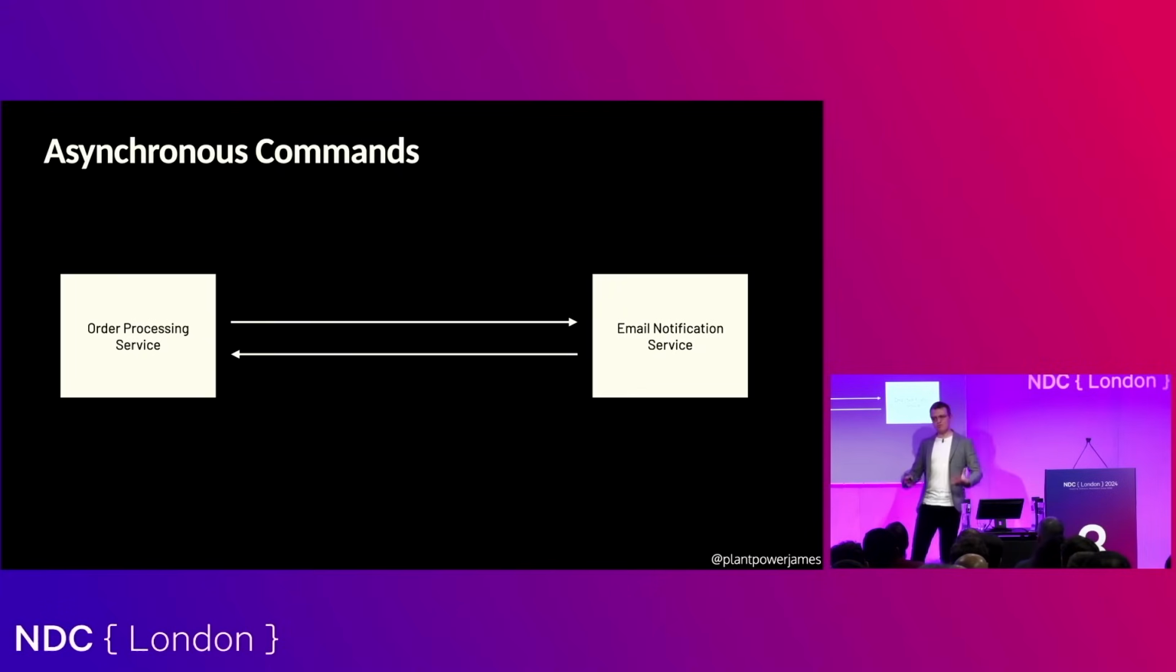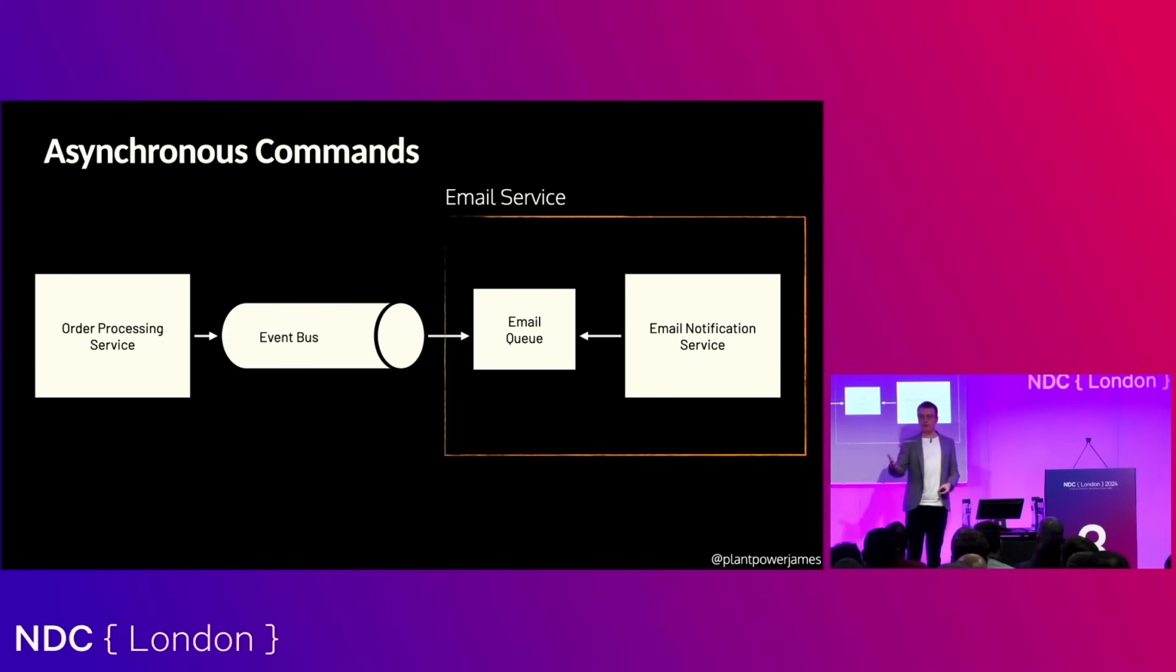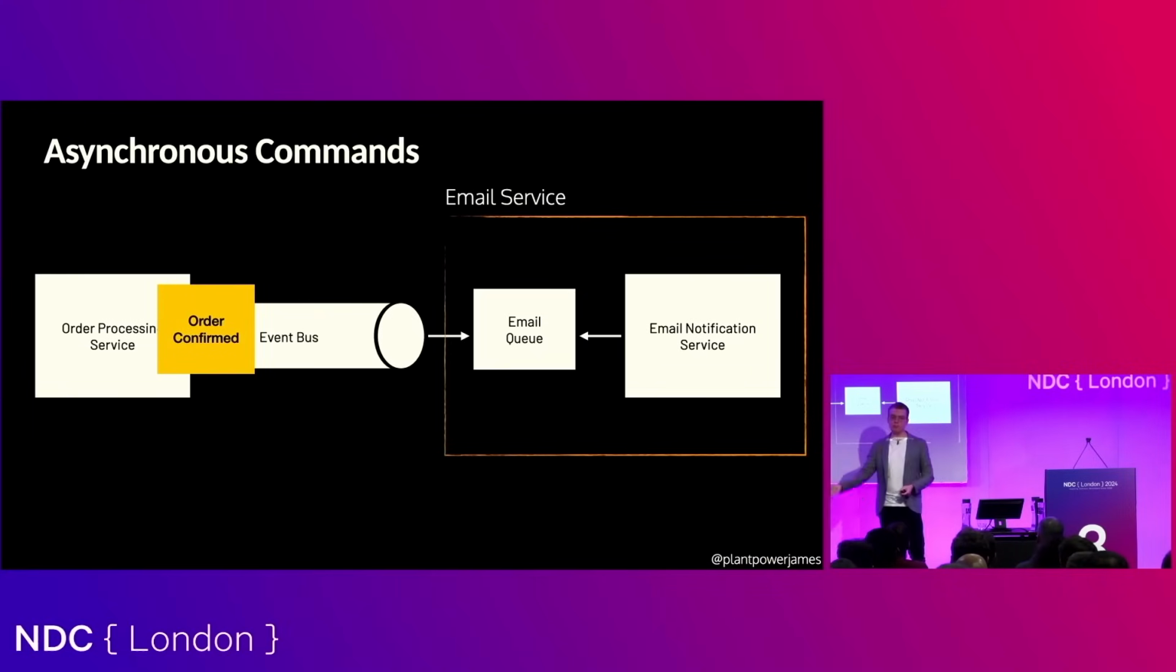But actually, is this really what you want to do? Should the order processing service be blocked whilst an email is being sent? Probably not. So you probably want this to be non-blocking communication. But actually, you still want to say, I want to send an email. You could equally implement this in a completely event-driven way. So the order processing service publishes an order confirmed event. The email notification service is interested in that event, and it uses that to then go and send an email.